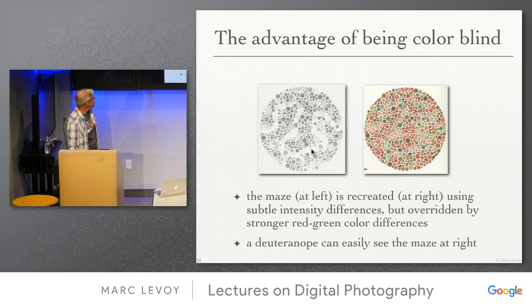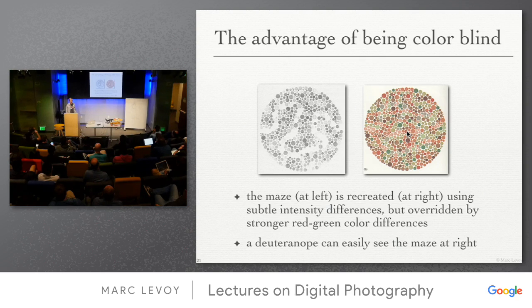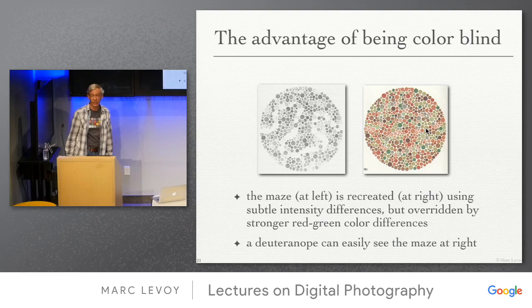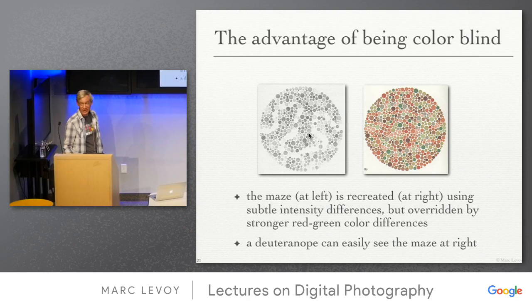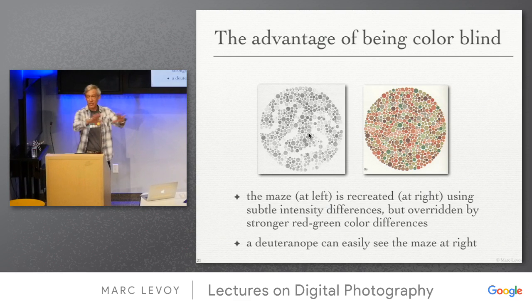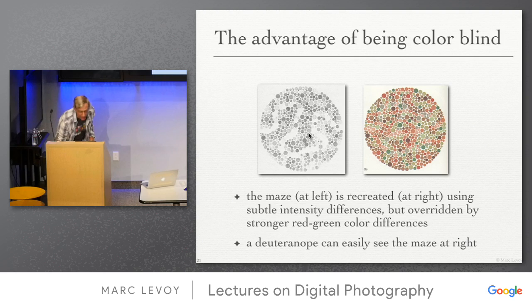So there's a maze at left, which is recreated at right by strong red-green differences and subtle intensity differences. If you're a deuteranope, you'll see the maze like that. You'll see it very clearly because you'll see the subtle intensity differences and you won't at all see the confusing color differences. So the maze here will be as clear to you as it is here, if you're a deuteranope. And given the number of people out here, I imagine that there are some deuteranopes, or a couple.